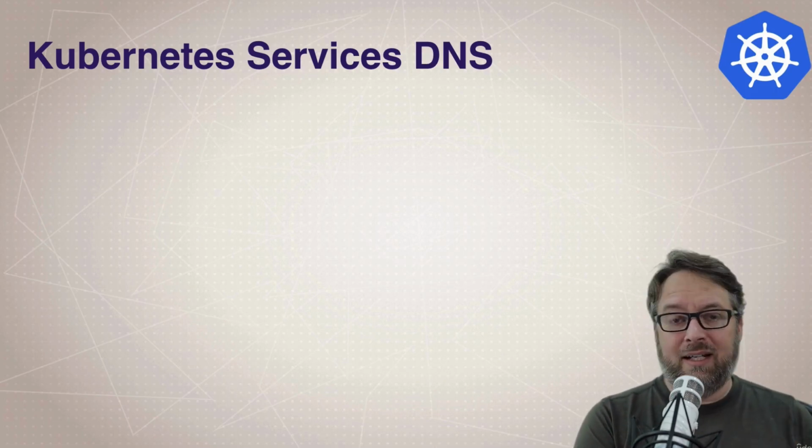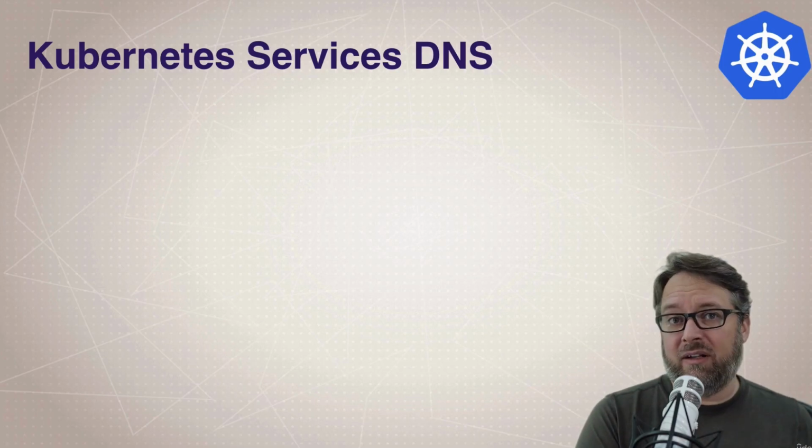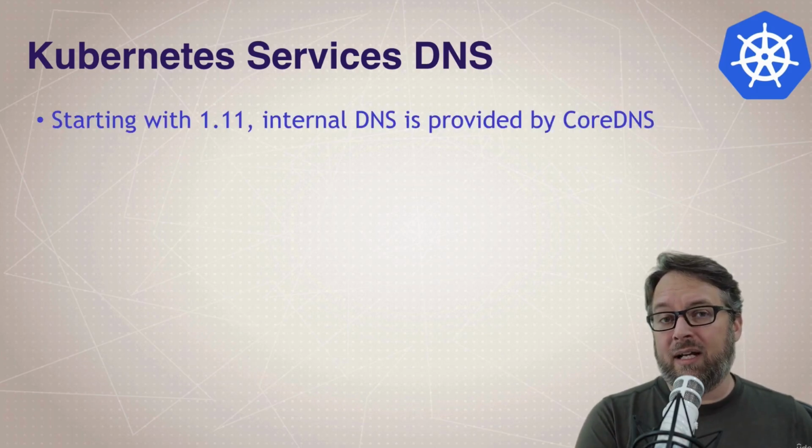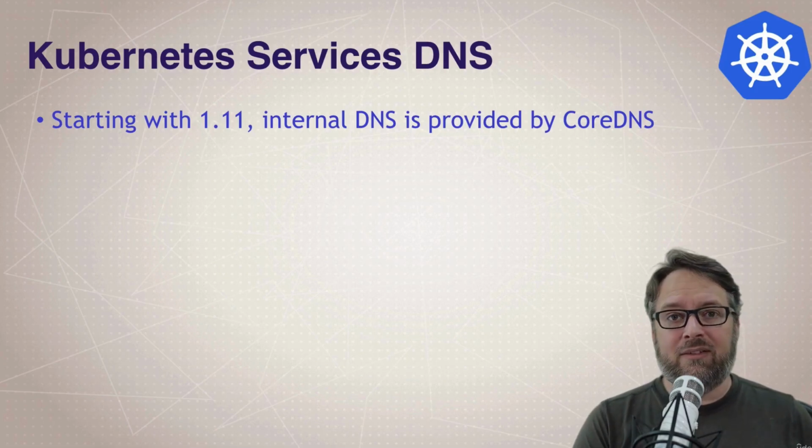And believe it or not, DNS is optional as a service or an add-on inside your Kubernetes cluster, but everyone puts one in there. And in fact, when you install it, whether it's kubeadm or Docker Desktop or whatever you're using, there's going to be a DNS server in there. And starting with the 1.11 release, CoreDNS is the default.